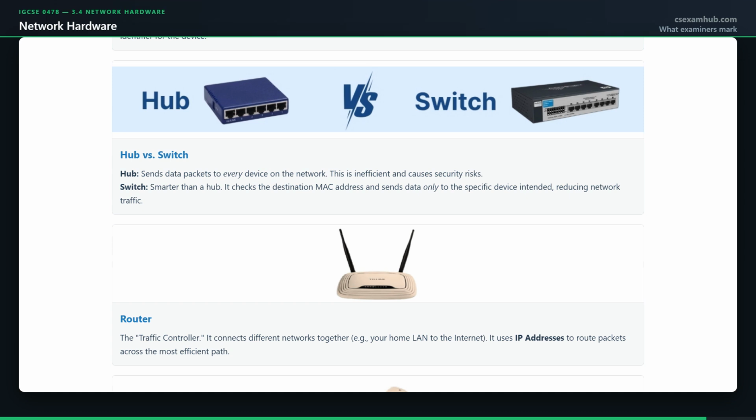And fourth, firewall against proxy. The firewall filters traffic against rules. The proxy makes requests on your behalf, caching pages and hiding your IP address. And if a device slips your mind in the exam, fall back on the question we started with. What does this device decide, and what information does it decide with? For most of these, that reconstructs the answer.